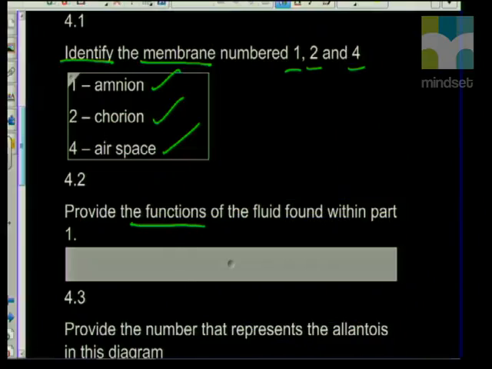Okay, the air sac is there for a reason. So is the chorion, and so is the amnion. Excuse me, the amnion is inside there to protect the baby from all bumps and bruises and all of that. Okay, next one. Provide the function for the fluid within part 1.